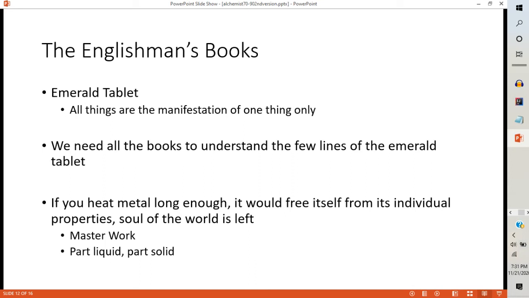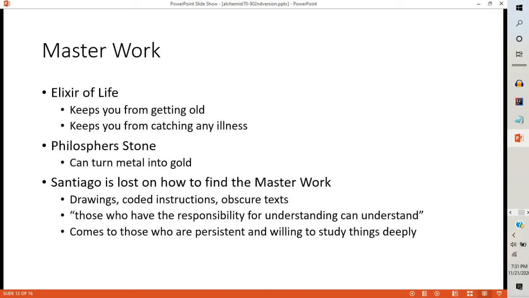So what is the Masterwork? So we have the soul of the world, the Masterwork, which is part liquid, part solid. The Masterwork comes from the soul of the world. But I'm still not really sure what the Masterwork is. I think we're going to find this out here. Okay, let's see.